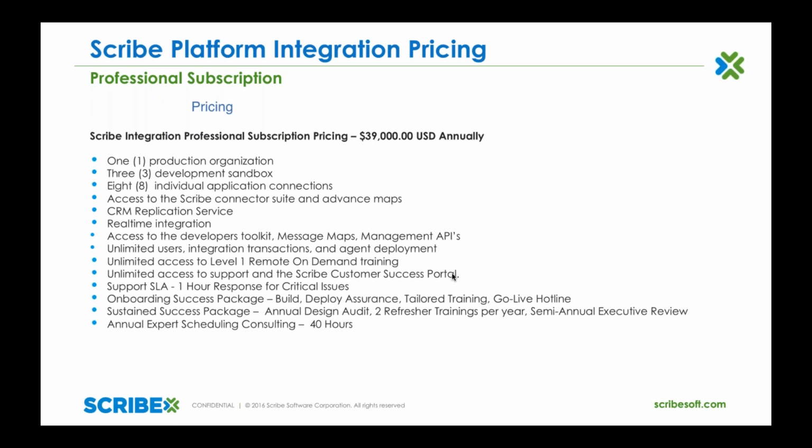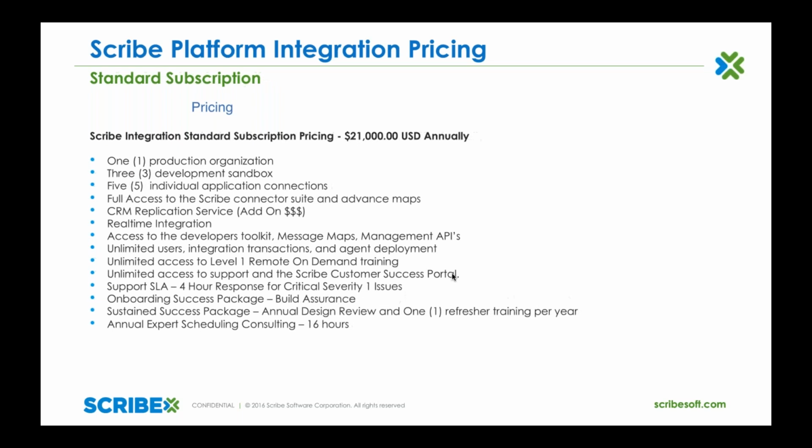Quick question. If you go back to the previous slide, the standard one. If we look at the 5 individual application connections, per each one of those individual application connections, do we get 3 development sandboxes and a production organization? I'm trying to understand. So if we have Marketo as one of those 5, and let's say we add N4, with N4, do we get 3 development sandboxes, or does it take up one of those?